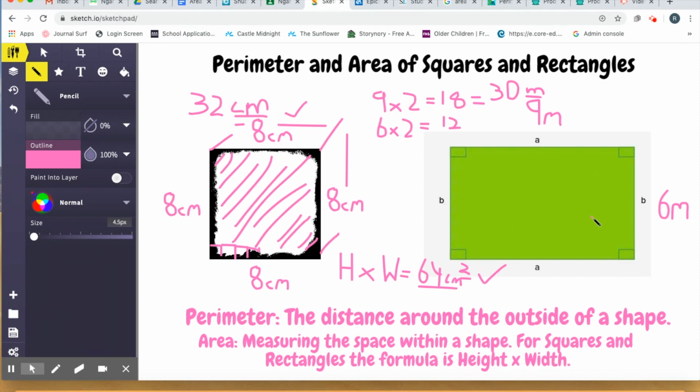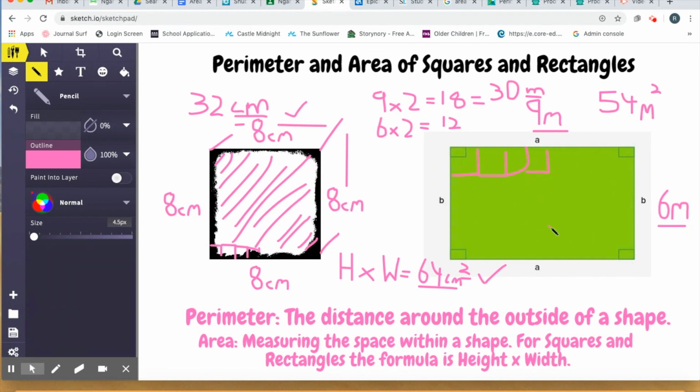The same for this rectangle here. We've got a width of 9 meters and a height of 6 meters. So when I times my height times my width there, 9 times 6 is 54 meters squared. And again, that's showing me that there would be 54 1 meter, obviously not actually 1 meter, this isn't drawn to scale, but 1 meter by 1 meter squares on the inside of this shape there.